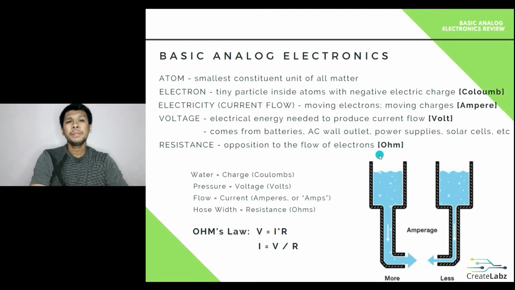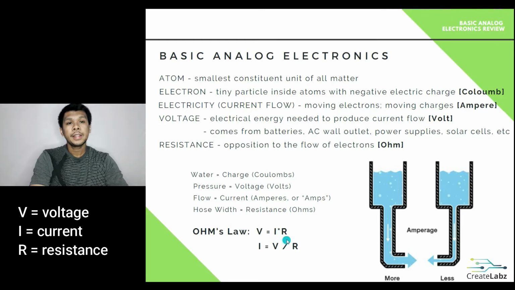Now, these three parameters, the voltage, current, and resistance, make up the Ohm's law. The Ohm's law states that voltage is equivalent to current multiplied by resistance. We can also say that current is proportional to voltage but inversely proportional to resistance. This relationship can also mean that an increase in resistance will cause a decrease in current, or a decrease in resistance will cause an increase in current. Therefore, current and resistance are inversely proportional.